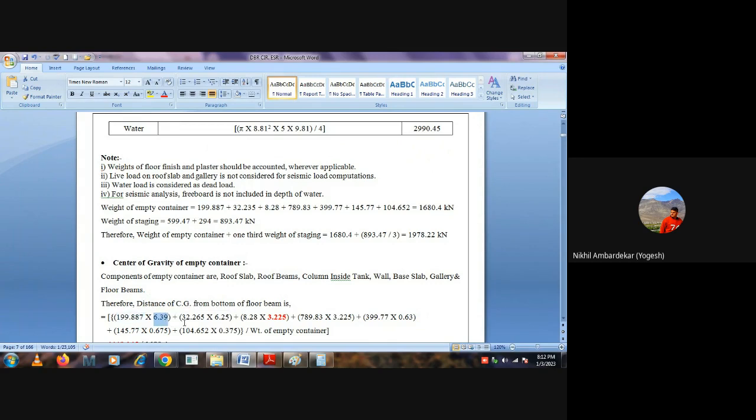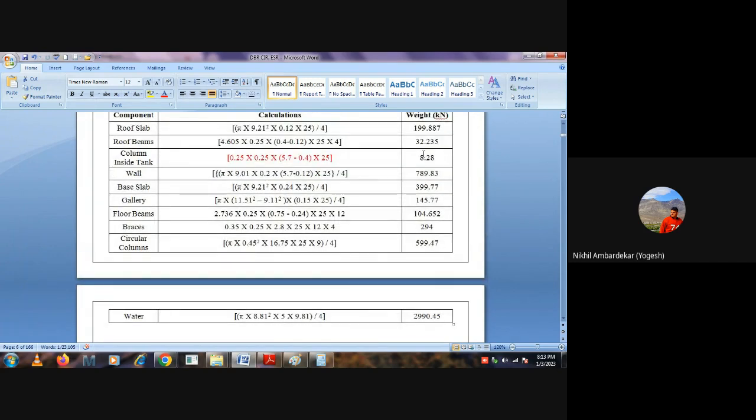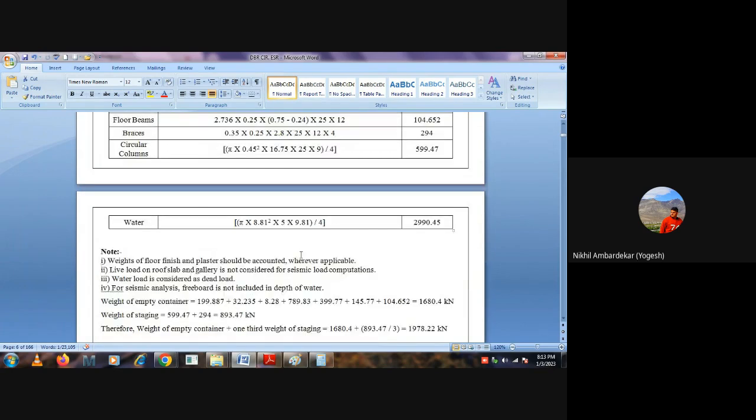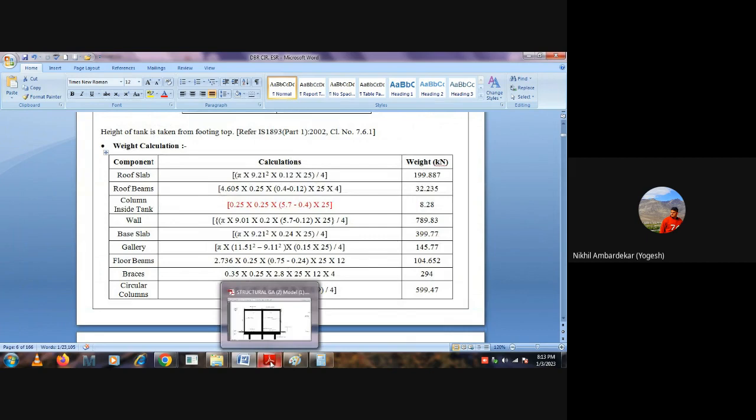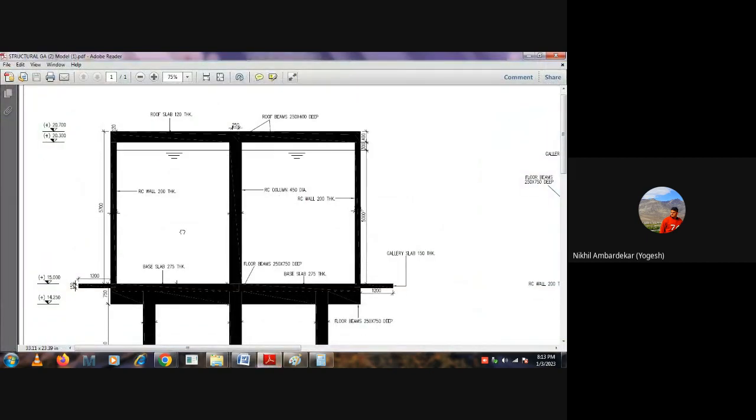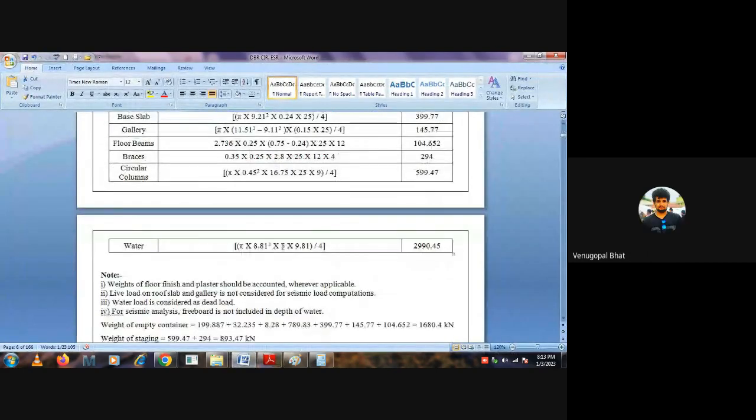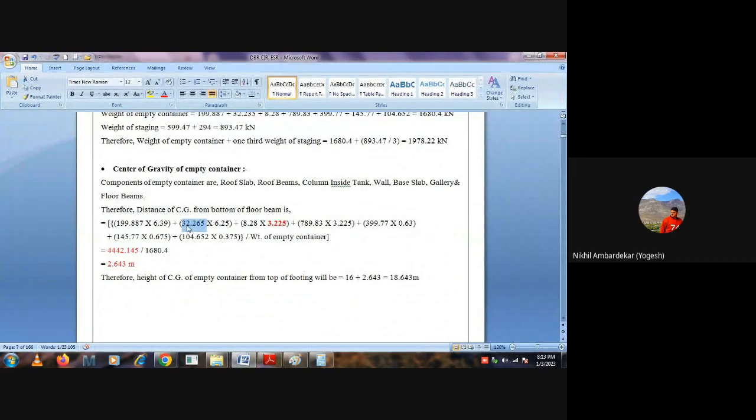Now what is the second? 32.265, that is for the roof beams. Venugopal ji, can you tell me the CG of the roof beam? Same way, just consider these roof beams. 0.75 plus 0.75 plus 5.7 minus 0.2. Absolutely correct. So this is the weight, 32.265 into 6.25.